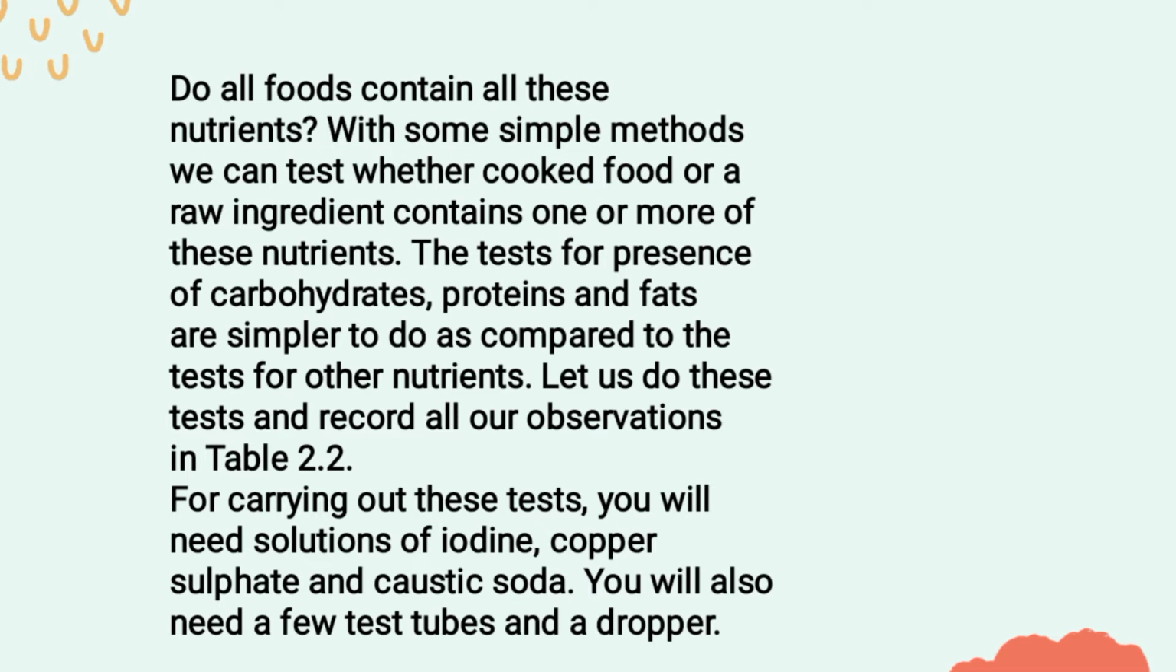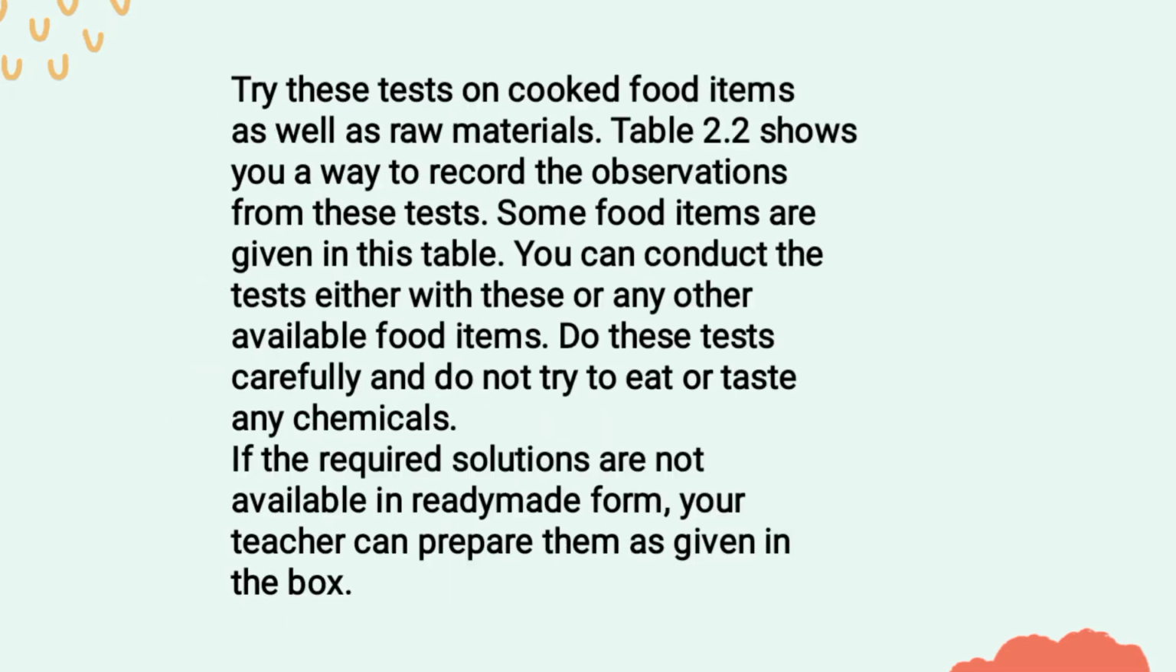For carrying out these tests, you will need solutions of iodine, copper sulfate and caustic soda. You will also need a few test tubes and a dropper. To test whether our dish contains carbohydrates, proteins or fats, we will carry out some tests and record the observations and results in table 2.2. So let us begin with the first activity.